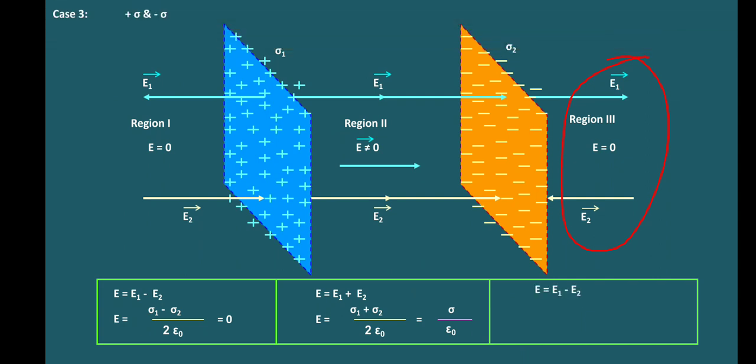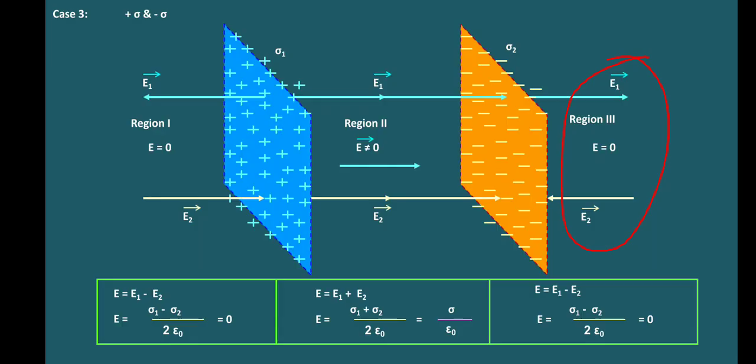Okay, up to this, the applications of Gauss law, the second application is over, and the third application is over. There is another application called the spherical shell, which we will discuss in the next class. Thank you.